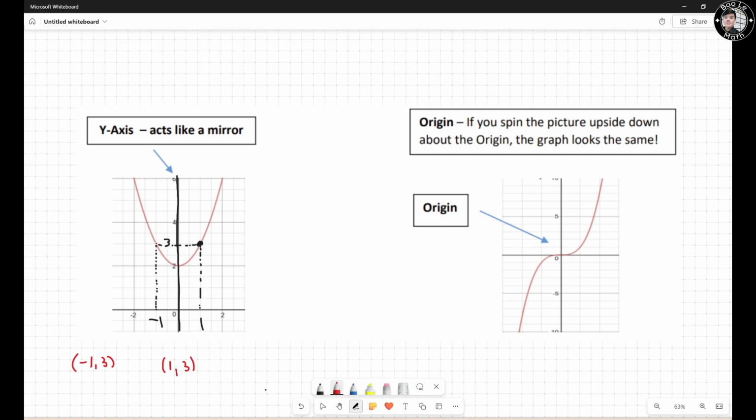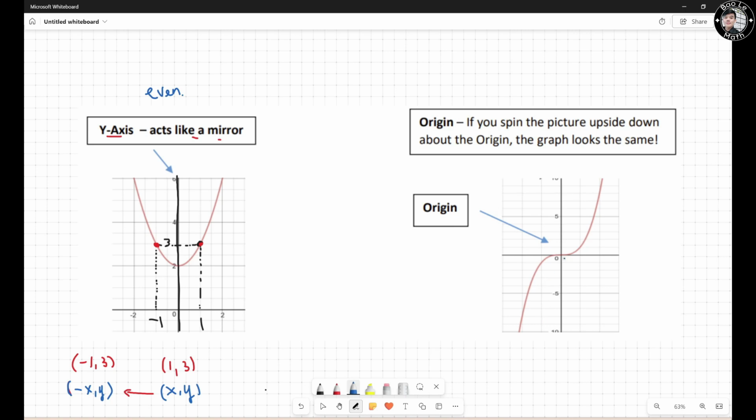And you see that these two points right here are symmetrical about the y-axis, right? So the y-axis acts like a mirror. Now to generalize this formula, we have the point x, y right here, and the image of this point is going to be negative x, y, because x is opposite and y stays the same. So this is an even function.